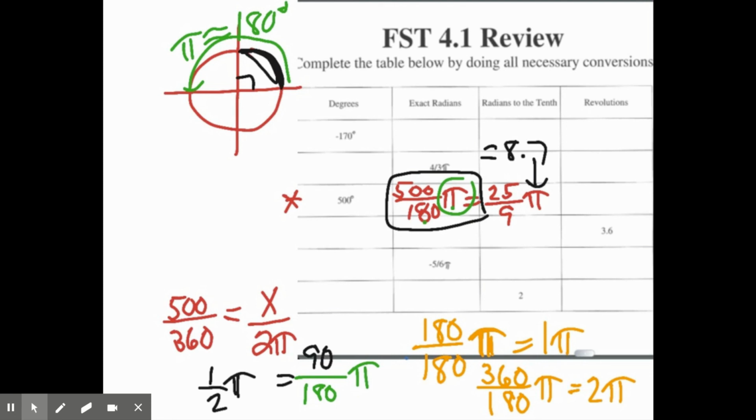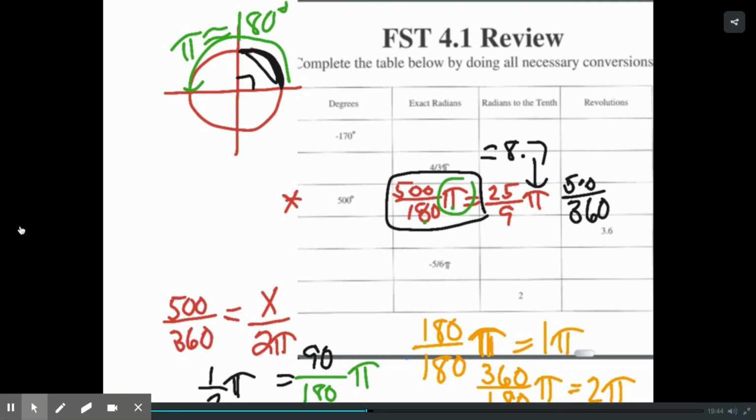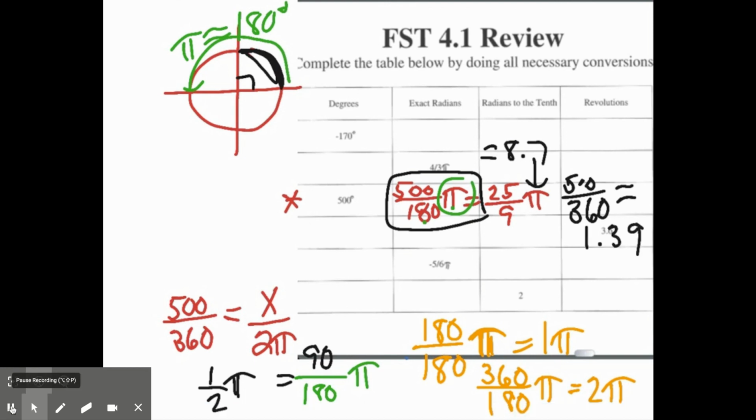And then revolutions, again, all I would do, I would take 500 degrees over my 360. And when you simplify that down, you're going to get approximately 1.39 revolutions, is how much you'd have to travel to get to 500 degrees. And if you think about it, you go back up here, 500 degrees, here's one rotation, that's 360. Add another 180 to that, that's going to be at 480.